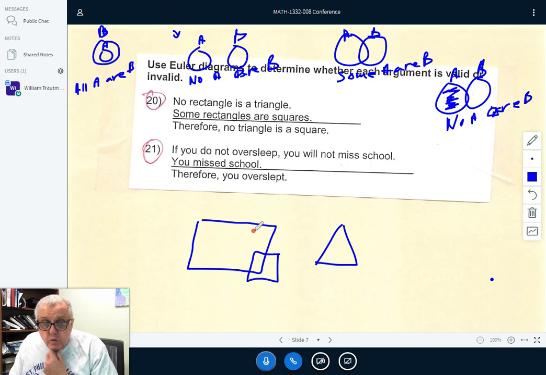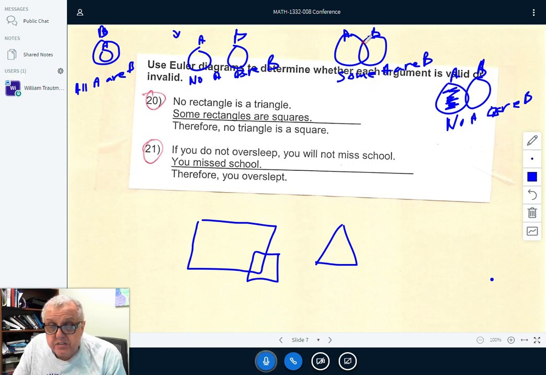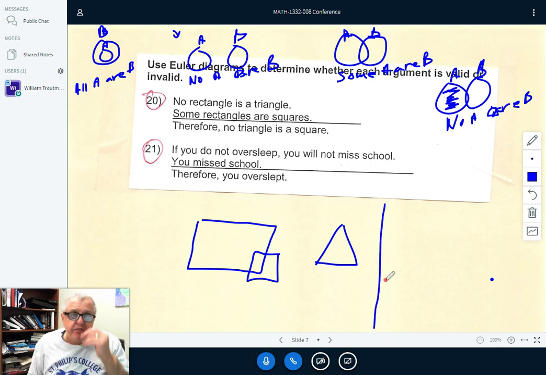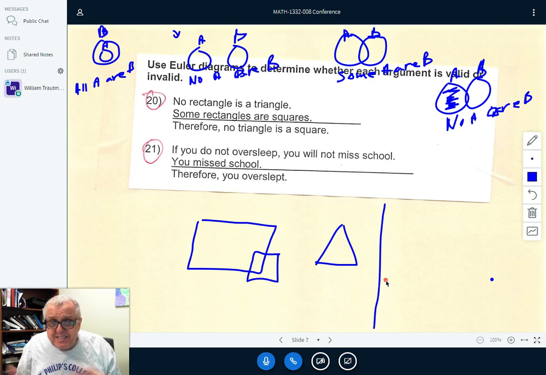Now, according to the way I wrote it here, it looks like this. They want to know if this is valid or not. But can I write it a different way? If there's one way you can write it and it doesn't make sense, then it's invalid. So let's try this again.